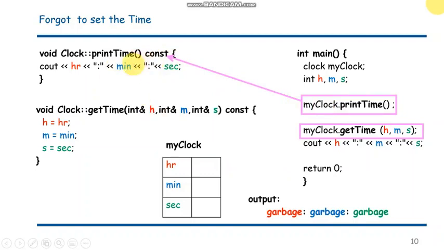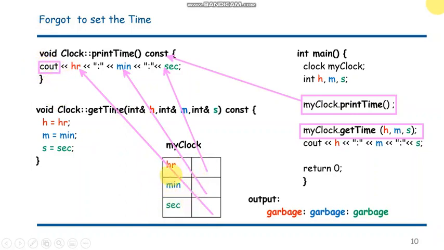And then it is going to read what is in the object here. So it is going to read hour, it is going to read minute, it is going to read also second. But what is it reading? And what is it displaying?